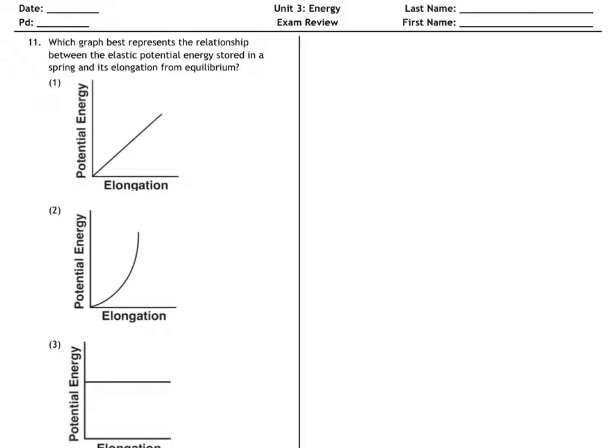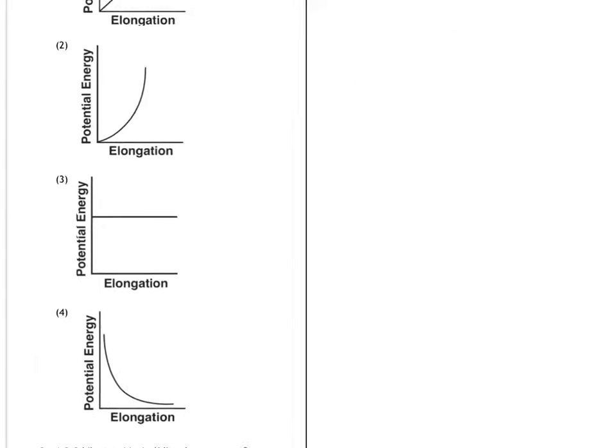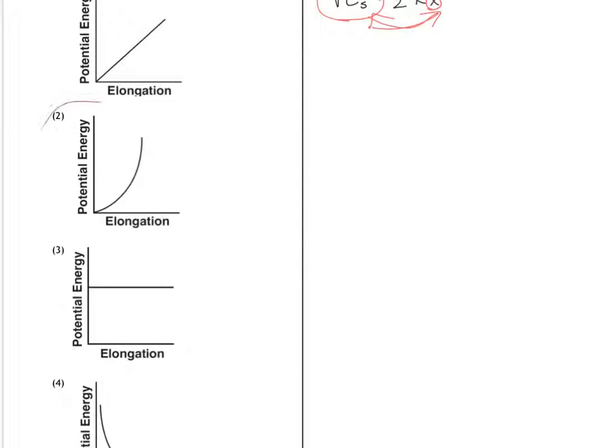So when we're thinking about the relationship that exists between the elastic potential energy stored in a spring and its elongation from equilibrium, I recommend using the following equation. So the elastic potential energy would be symbolized here, and the elongation from equilibrium is this guy. So this relationship is a direct squared relationship, meaning if I increase x, PE will increase by its square. So the only diagram which properly displays a direct squared relationship is going to be choice 2.